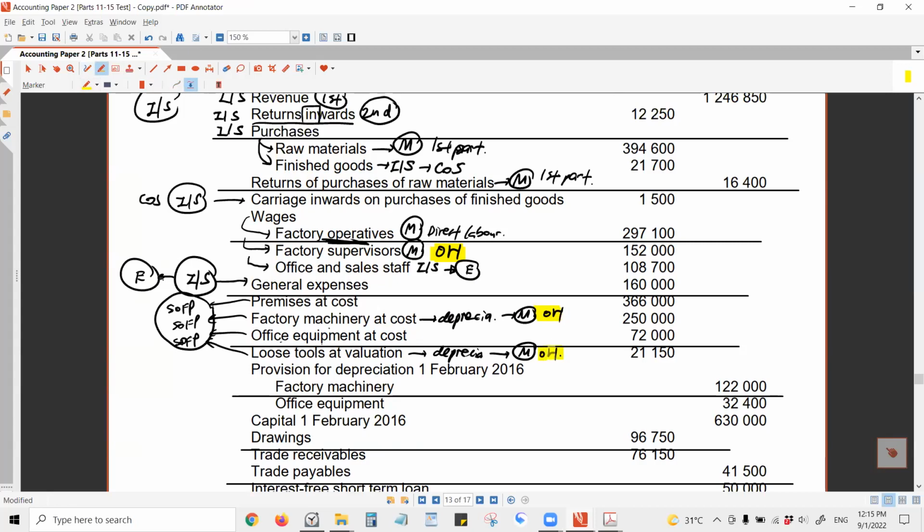Okay, the depreciation of those tools and factory machinery, they are production overheads. They are linked to the factory. If you have to calculate depreciation of premises and office equipment, they are the depreciation that appears in the income statement. Okay, their depreciation appears in the income statement.